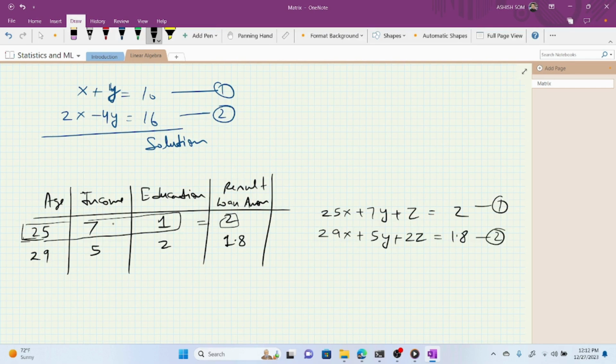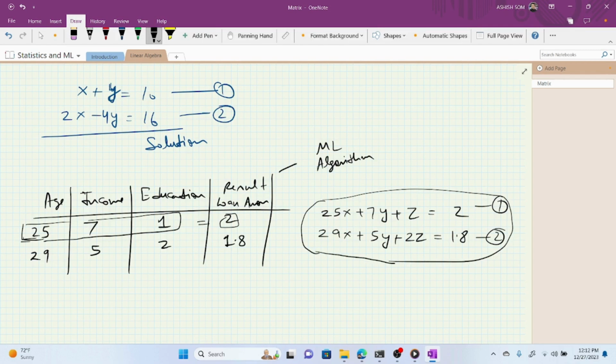What I'm trying to say is that when we feed the tabular data to a machine learning algorithm, which is nothing but a mathematical function, internally it expresses the data in the form of linear equations like this and solves them. So if I want to know how a particular machine learning algorithm works and how it learns the pattern from the data, I need to know how linear equations work.